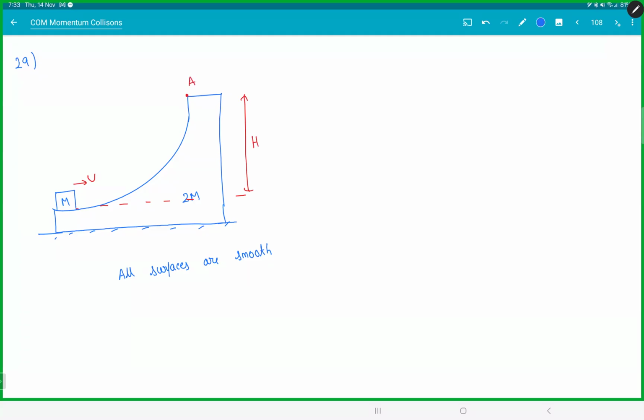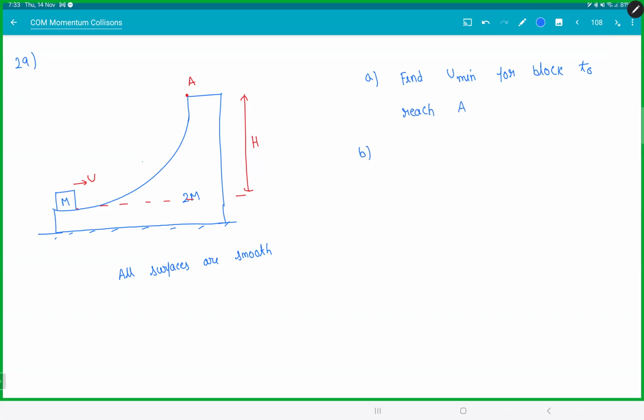So the first question is, find the minimum speed, find u minimum. Remember, when the block starts moving here, even the wedge will start going forward because the block will push the wedge. Find u minimum for block to reach A. So you just want to reach A to find the minimum speed.